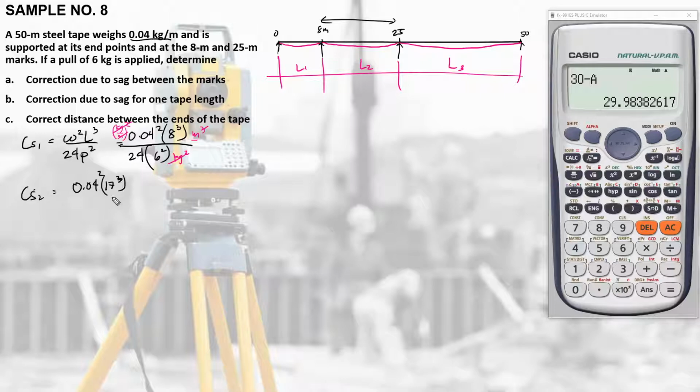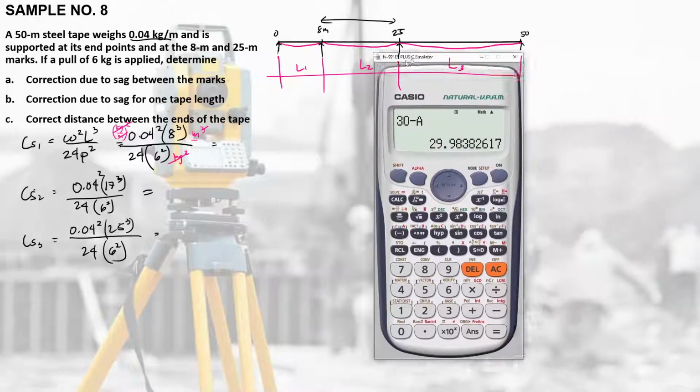Sorry, this is cube. So, 24, 6 squared. Yung makakuha tayo mga value. And then, lastly, yung 3 is 0.04 squared. 25 meters na siya. Cube over 24, 6 squared. So, yun lang. And then, apply na natin sa ating equation.